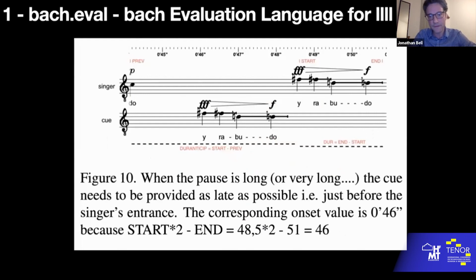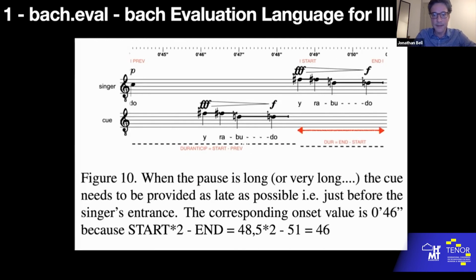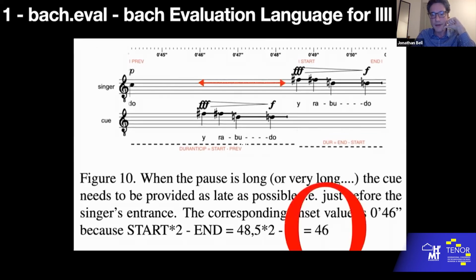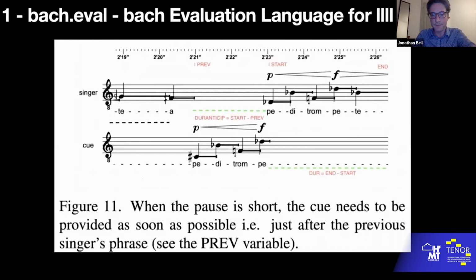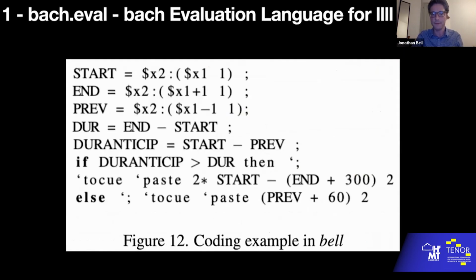So in the first half, we can copy the singer's line and paste it to the cue line. And it needs to start as late as possible. So according to the length of the phrase and some simple math, we can deduce that the cue will need to start at onset 46 seconds. When the pause is short, the cue needs to be provided as soon as possible. So here's how it's implemented in Bell.